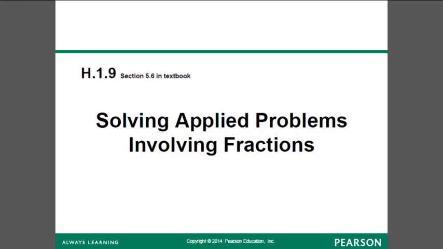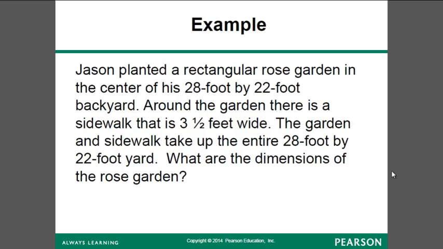So let's take a look at an example. Jason planted a rectangular rose garden in the center of his 28-foot by 22-foot backyard. Around the garden there is a sidewalk that is 3.5 feet wide. The garden and sidewalk take up the entire 28-foot by 22-foot yard. What are the dimensions of the rose garden?